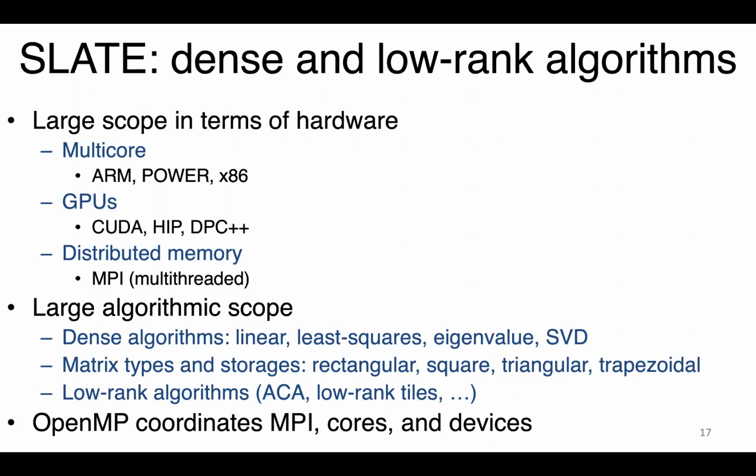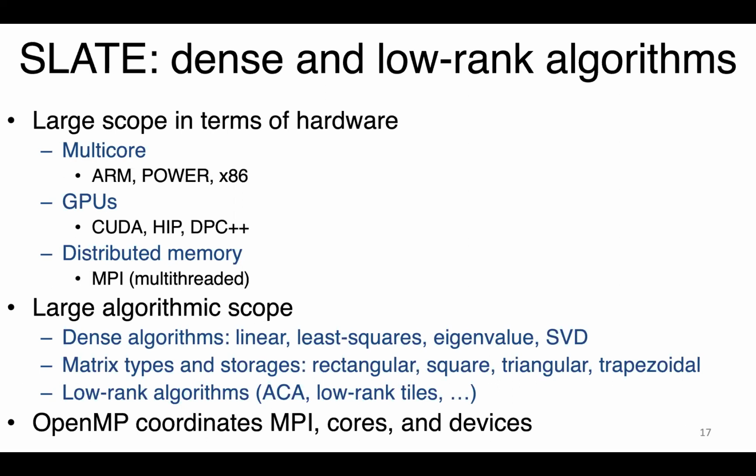The algorithmic scope of Slate is very large and growing with every release. So we have all the dense algorithms that you would expect in libraries such as MAGMA or LAPACK or ScaLAPACK. We also have different matrix types and storage formats to cover all the cases that a lot of applications require. And we also have a new breed of algorithms that are data sparse. They take advantage of low rank of the data, and they allow for much faster execution.